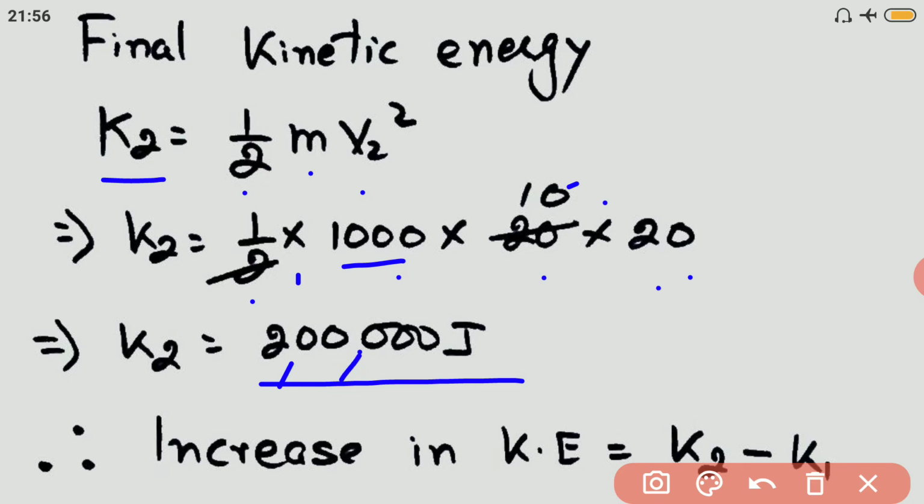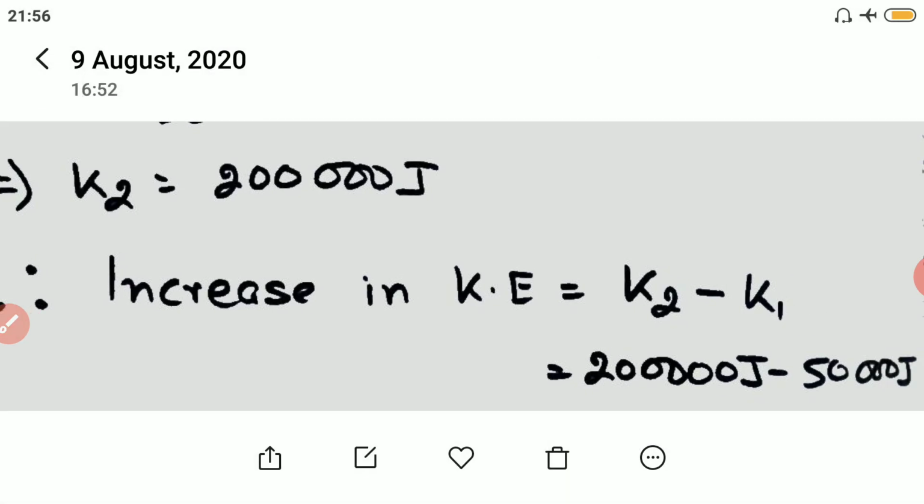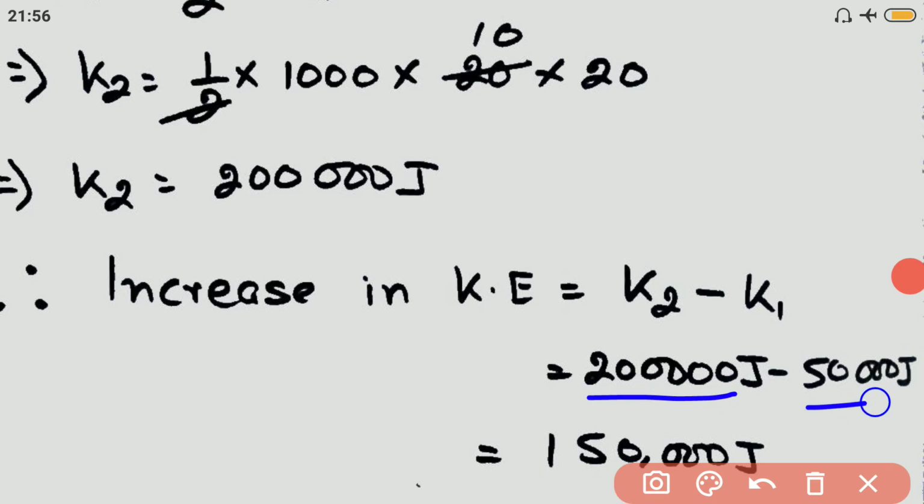Okay, so now the increase in the kinetic energy. To find the increase, we are supposed to subtract the lesser value from the bigger value. So what I have done is, I have done 2 lakh minus 50,000. After subtracting, I shall get 1 lakh 50,000 joules. So this is our answer of number 9.